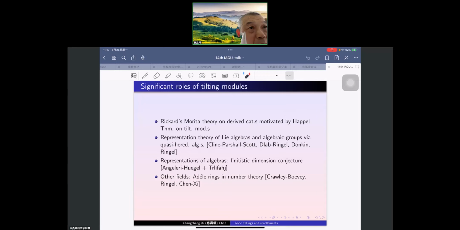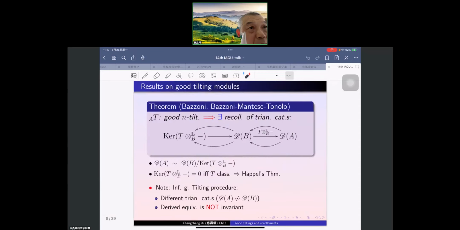In the representation theory of algebras, for example, the finitistic dimension conjecture is related to tilting modules. Of course, infinitely generated tilting modules are involved. Also in other fields like number theory, you can see the shade of tilting modules. And generally, the tilting module may be infinitely generated.